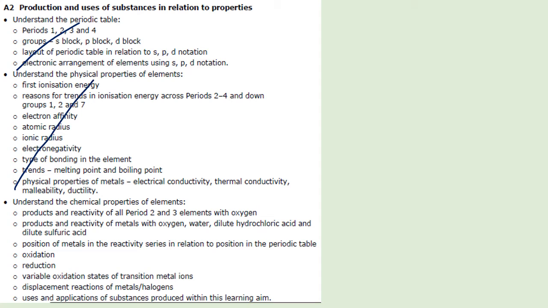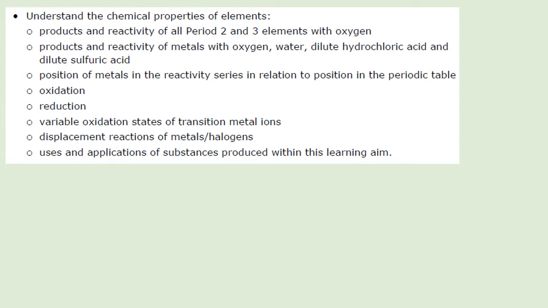We've covered all of this section, and the last video that you looked at was the reactivity of metals. So we looked at the reactivity of metals with oxygen, water, acid, and being able to use the position of the periodic table and position in the reactivity series. Today's lesson is going to look at oxidation, reduction, and variable oxidation states of transition metals. So we're covering these 3 bullet points today. We're going to look at oxidation, reduction, and oxidation states.